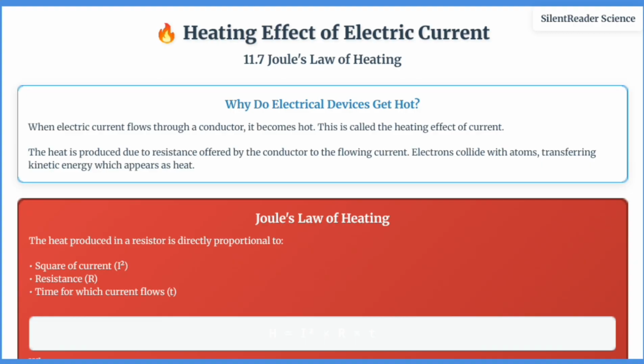Joule's law states that the heat produced in a resistor is directly proportional to the square of the current, directly proportional to the resistance, and directly proportional to the time for which current flows. Mathematically, H equals I squared times R times T, where H is heat in joules, I is current in amperes, R is resistance in ohms, and T is time in seconds. This heating effect has both useful applications like electric heaters, toasters, and bulbs, as well as problematic aspects like energy loss in transmission wires and overheating of devices.